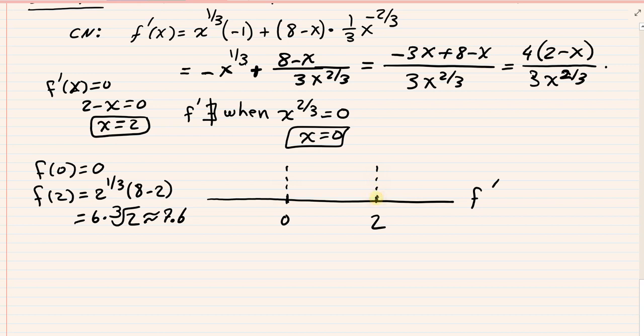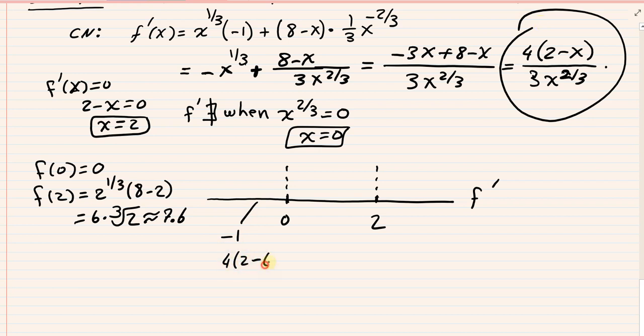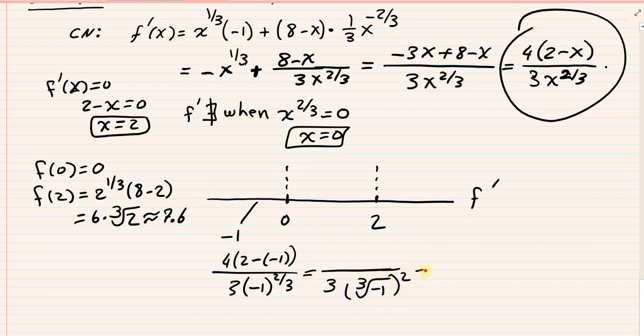Okay. Now, let's take a look at the sign of the first derivative. We're going to pick a test point to the left of 0. So, for example, -1. Okay, a test point, and we're going to plug that into our derivative function. Okay. So that's going to be 4 times 2 minus -1 divided by 3 times -1 to 2/3. Now remember, -1 to 2/3, the denominator, that's just cube root of -1 quantity squared, which is positive, right? Positive. All we care about is the sign on the derivative, so not so much the number.